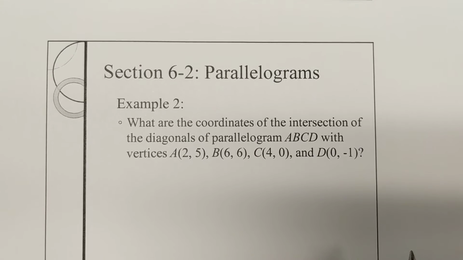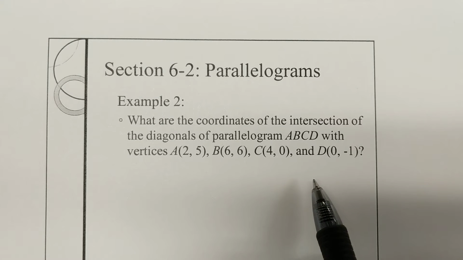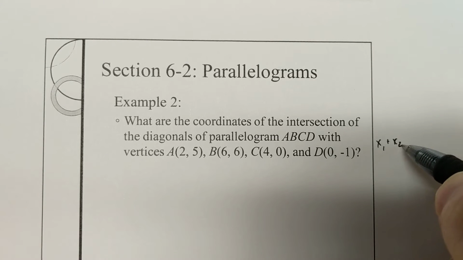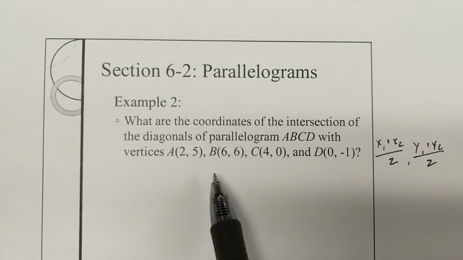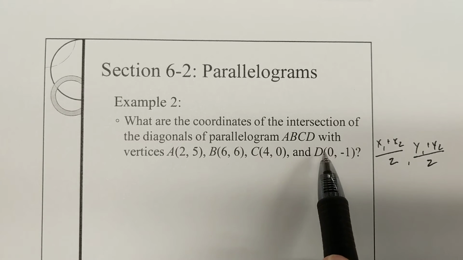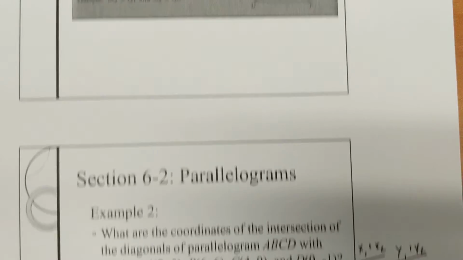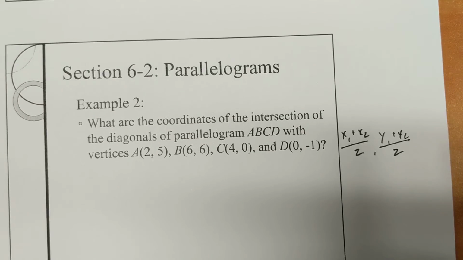Example 2 here asks for the coordinates of the intersection of the diagonals of a parallelogram ABCD with given vertices. There's actually a trick for this. It requires you to remember the midpoint formula, which is x1 plus x2 over 2, comma, y1 plus y2 over 2. Now, since these are listed in order, every other one are opposite. So A and C are in opposite corners. Same thing for B and D. If I could draw the diagonal through opposite corners, the midpoint is where they cross. So I just need to find the midpoint.